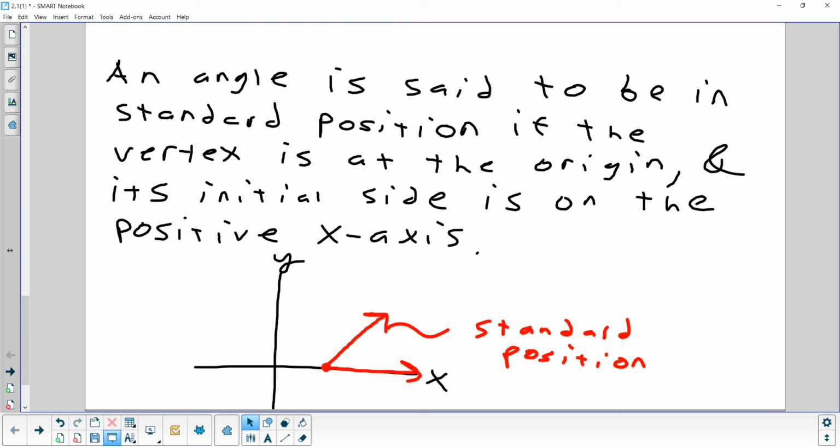How about now? Is that angle still in standard position? No, because the vertex is not at the origin anymore. That's not standard position. Okay, how about if I did something like this? Is that standard position?